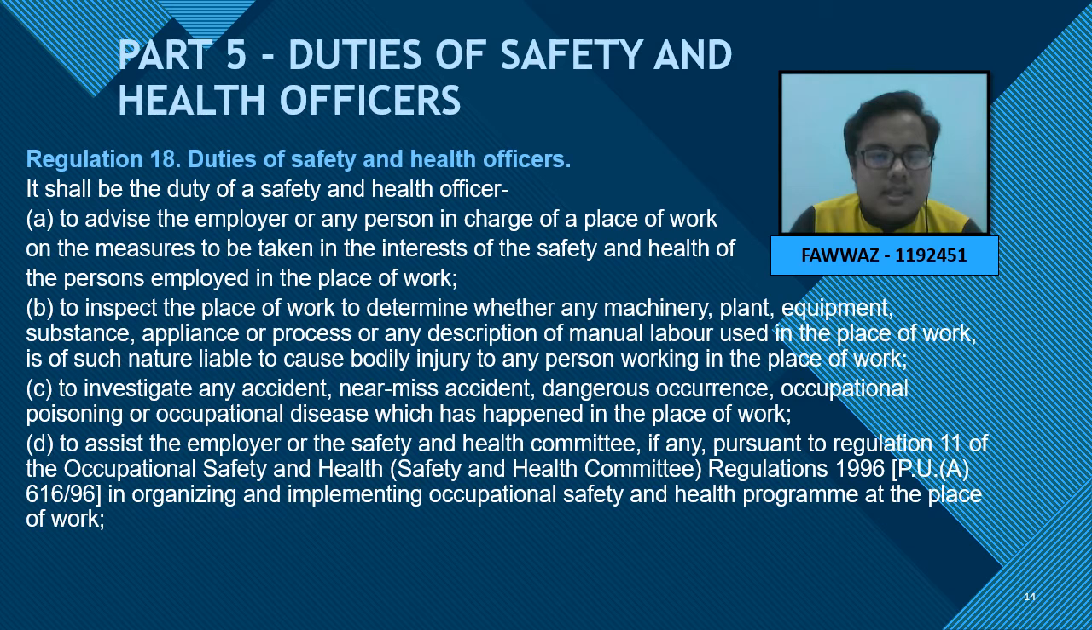Number 3 is to investigate any accident, near miss accident, dangerous occurrence, occupational poisoning, or occupational disease which has happened in the place of work. Number 4 is to assist the employer or the Safety and Health Committee, if any, pursuant to Regulation 11 of the Occupational Safety and Health (Safety and Health Committee) Regulations 1996, in organizing and implementing the occupational safety and health program at the place of work.